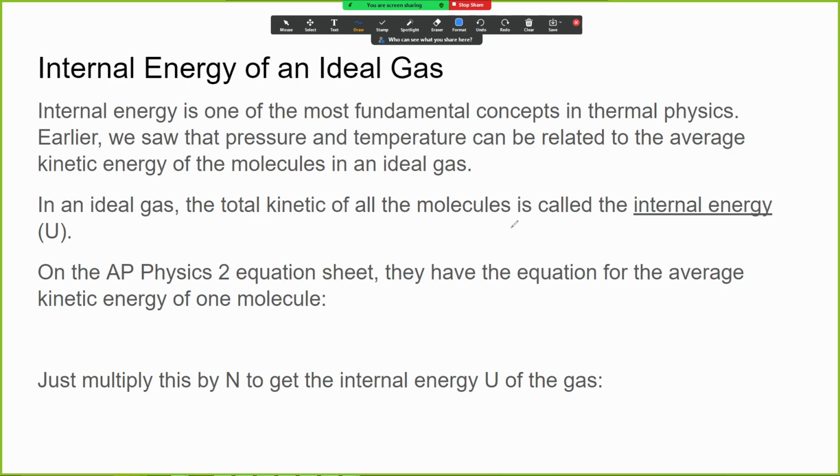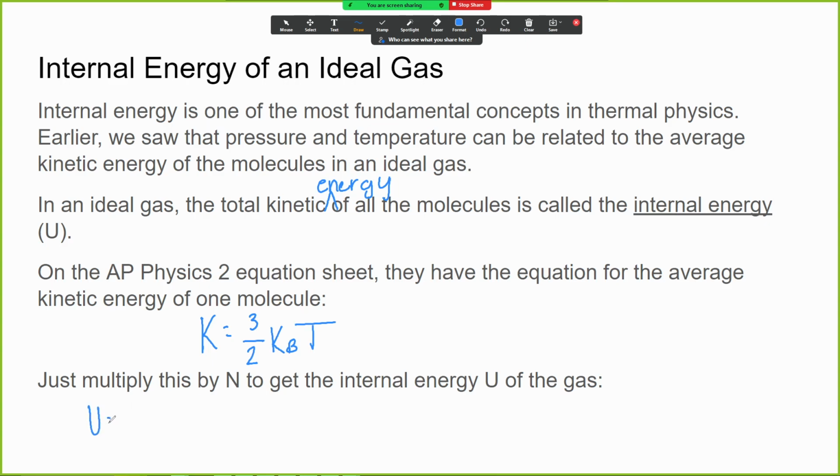So the internal energy of a system is the total kinetic energy of all the molecules. Very important to know, it is the total kinetic energy of all the molecules that are in the sample of gas that we're talking about. As we talked about before, we know the internal energy of a single gas molecule, as we derived on dip day, is this.